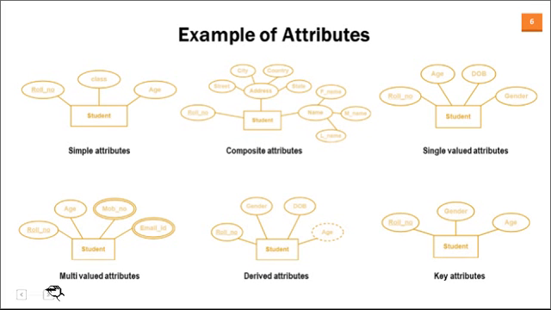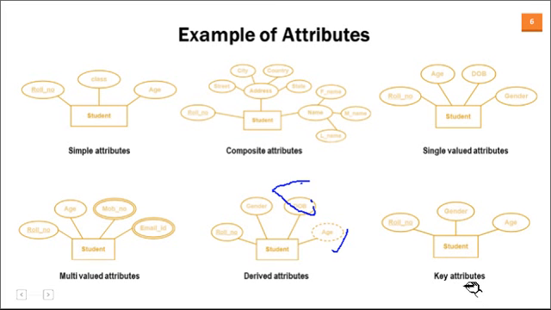Now I have multi-valued attribute, where a particular attribute can have more than one value, which is mobile number. A person can have more than one mobile number. A person can have more than one email ID. Multi-valued attribute will be represented by double ellipse. Next one is derived attribute, an attribute that is derived from another attribute. Here my age is derived from date of birth. So age is my derived attribute. Here age will be represented by dashed ellipse.